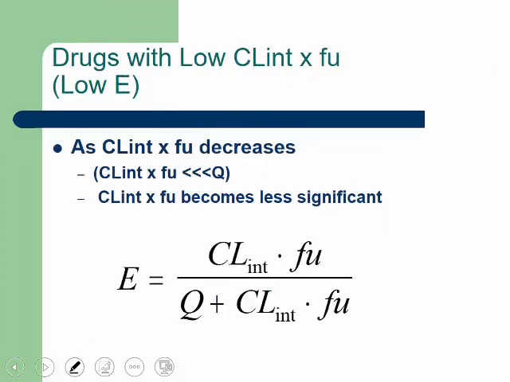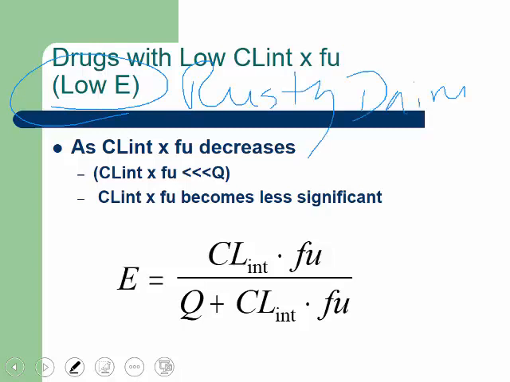Now, what if we go to the other extreme? And now we're talking about drugs with a low extraction ratio. These are our rusty dairies. So the other was our shiny dairy, where the rate limiting step was the milk being delivered to the dairy. This is a rusty dairy. So the milk is being delivered, but the dairy itself is just not working well. It's rusty. The milk just piles up.